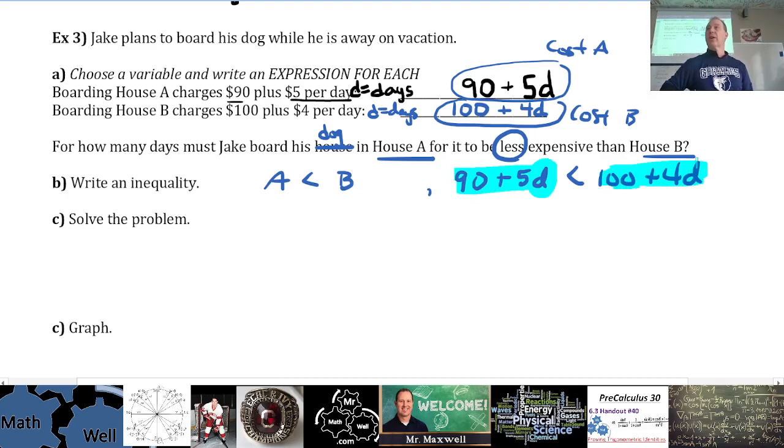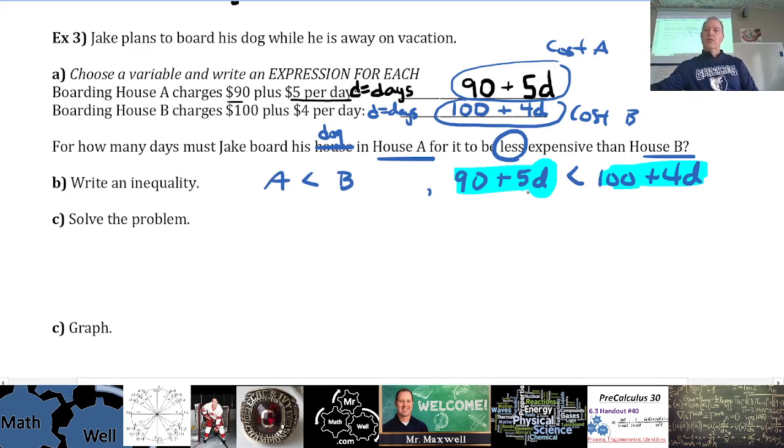So we can solve an equation to find out where the cost would be equal, or we can solve an inequality to find out where the cost could be less or more of something. So that's the slight difference in this type of problem. So let's solve the problem.